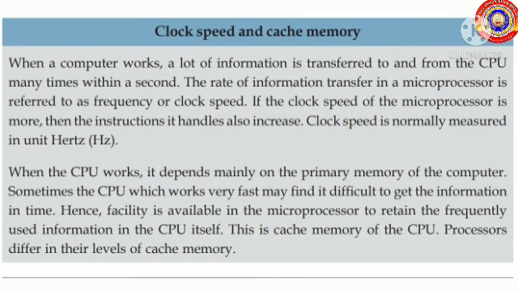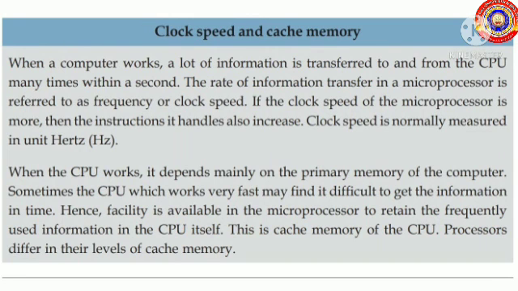Once more, clock speed is the rate of information transfer in a microprocessor. That is, how much information is transferred in 1 second is known as the clock speed. The other term for clock speed is frequency. The unit of clock speed or frequency is Hertz. Clear? Now, about cache memory.